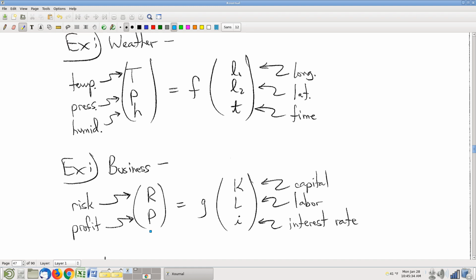Here's another one. Econ majors in the crowd. It's not at all implausible to think of how much risk you face, if you have some financial situation, as depending on how much capital you have invested, how much labor you have hired, what the prevailing interest rates are these days, et cetera. So ditto profit. Your expected profit will depend on these same things.